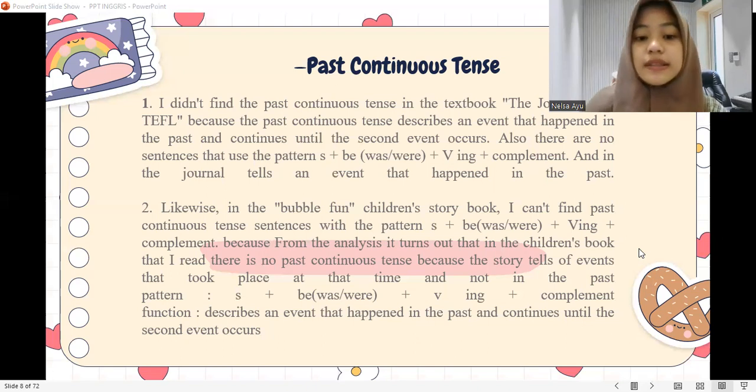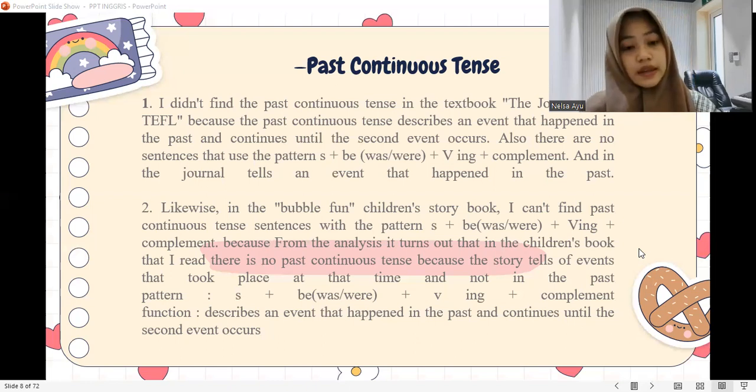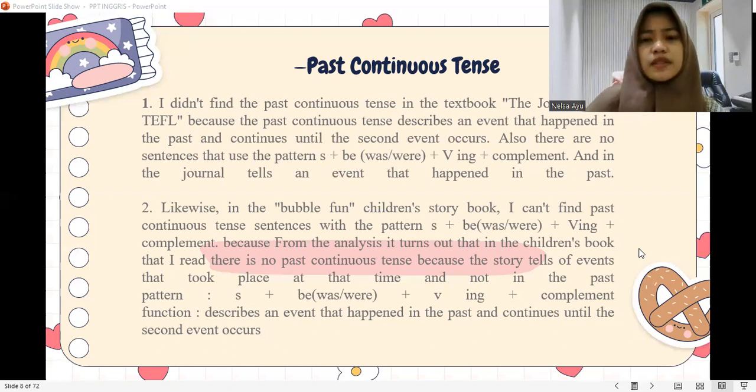For the pattern, subject plus be, was or were plus verb ing plus complement. For the function past continuous tense is describe an event that happened in the past and continues until the second event occur.